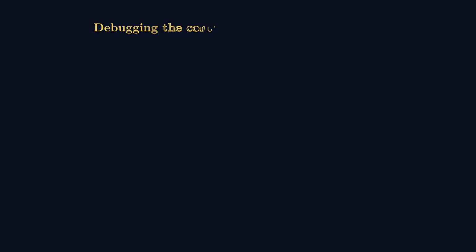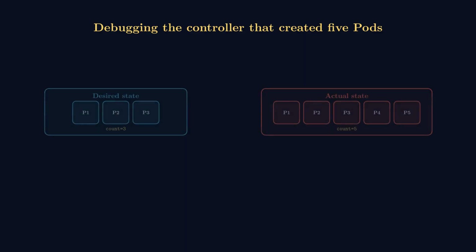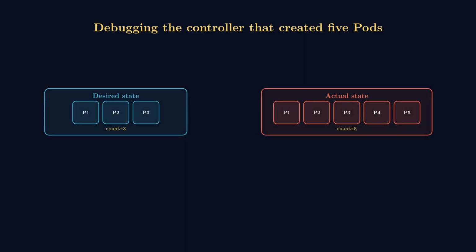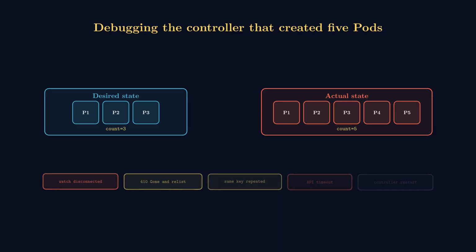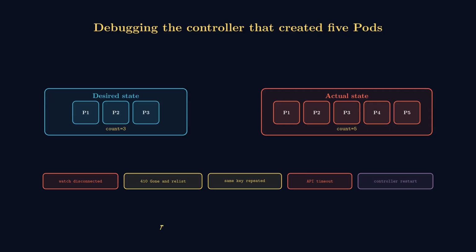Episode 10 ended with a real production issue. Checkout app is supposed to run 3 pods, but somehow 5 pods are running. Around the same time, the watch connection broke. The informer recovered. The same key was processed again, and the controller restarted. Any one of these might look suspicious. So instead of guessing, we will trace what actually happened step by step and find the exact moment when the system created the extra pods.